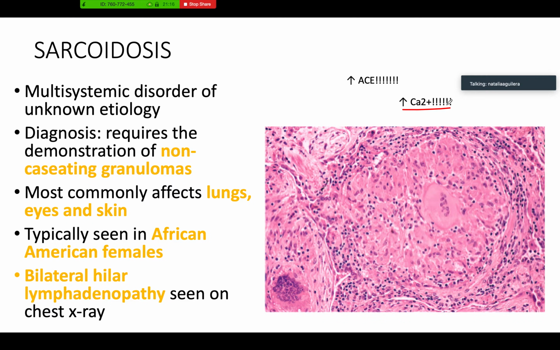Hydroxylase, yep. Mm-hmm. Excellent. Very, very good. Yes, that is the entire process.